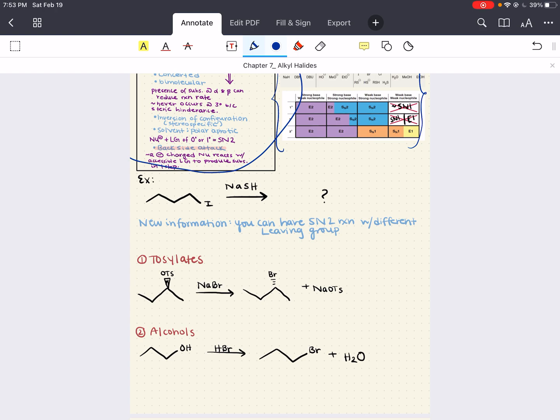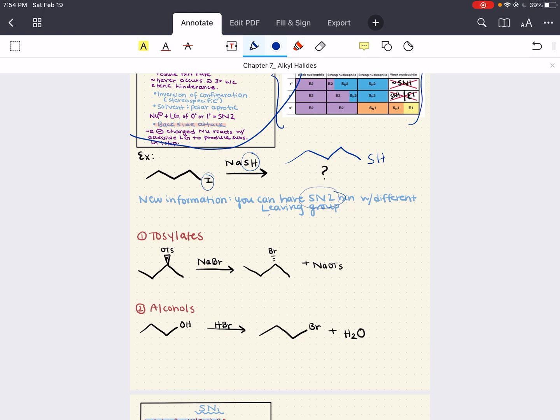We've done enough SN2 reactions now, right? We know that if we have our alkyl halide, there's a halogen there that's going to be our leaving group. So if we treat it with a strong nucleophile, weak base, that iodine is going to be replaced with SH. Fantastic. But now we want to ask, well, we can have SN2 reactions with different leaving groups.